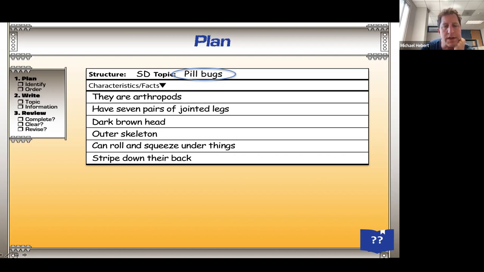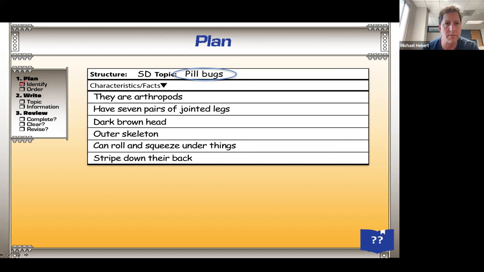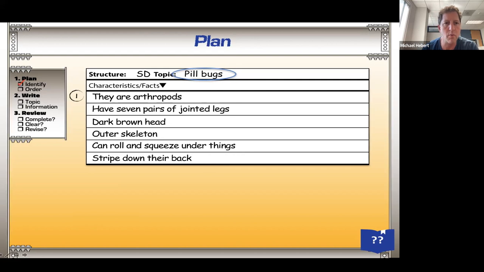I usually like to start with, it says that they're arthropods. I think that's really important information, so I'm going to write that they're arthropods. I think that's where I want to start my information, so I'm going to put a number 1 next to that they are arthropods.